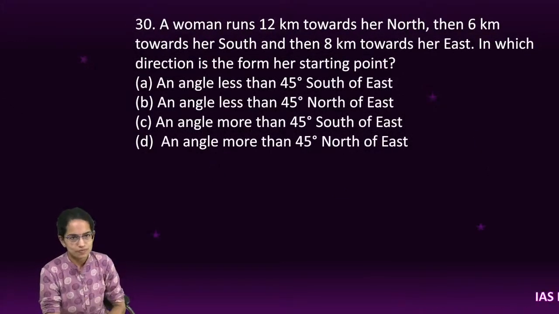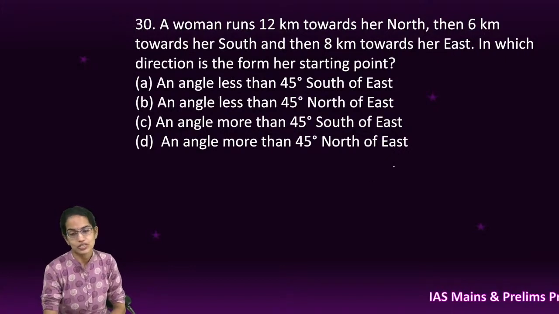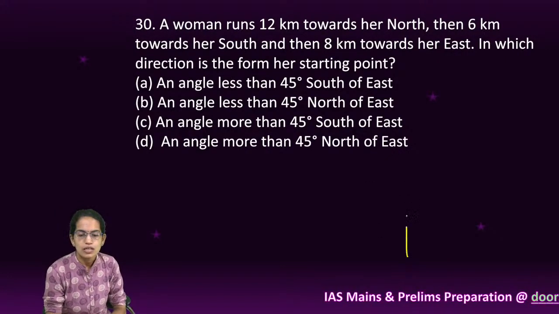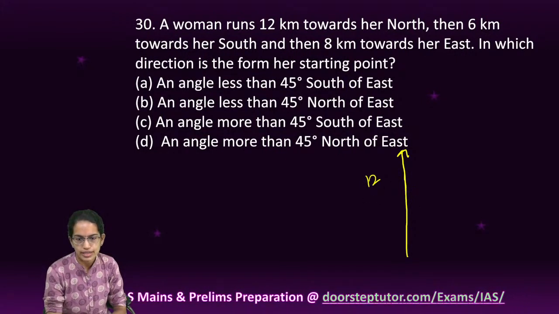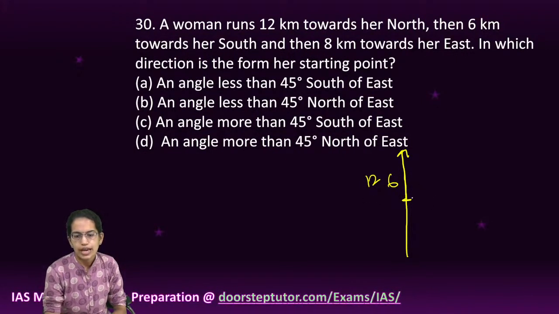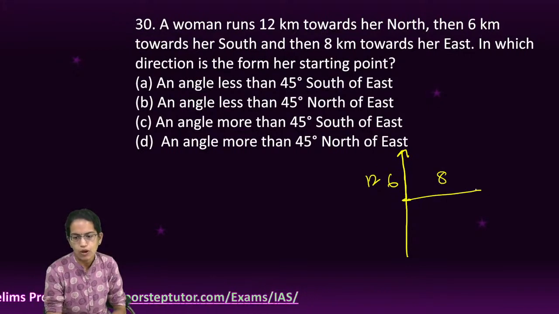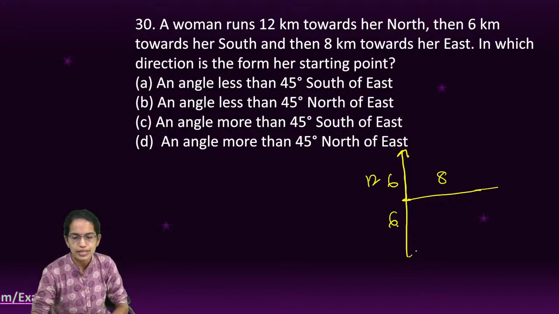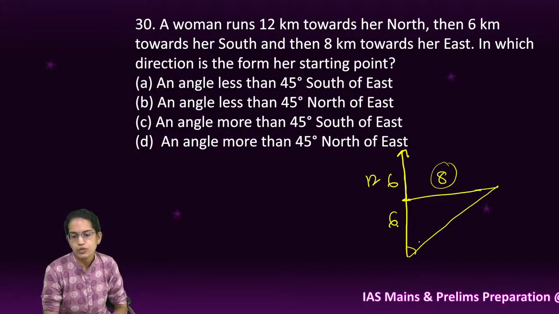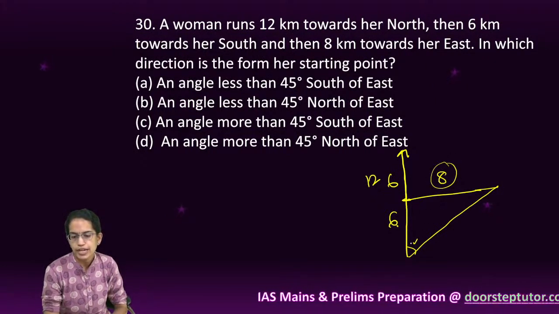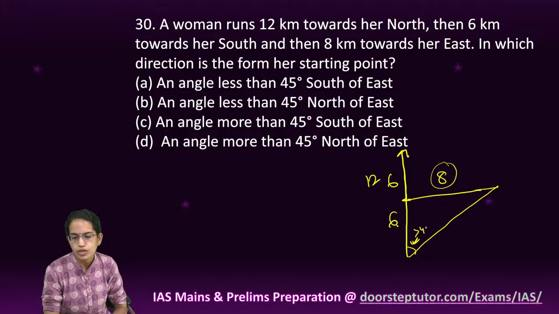The next question is a very interesting question. The woman runs 12 kilometers north and then 6 kilometers south and then 8 kilometers east. Now this is where you say it is a Pythagoras question, a right angle triangle. Very true. But what about the angle? How do we find the angle? Opposite to the longer side, you would have the bigger angle. So opposite to 8, your angle would be more than 45 degrees.